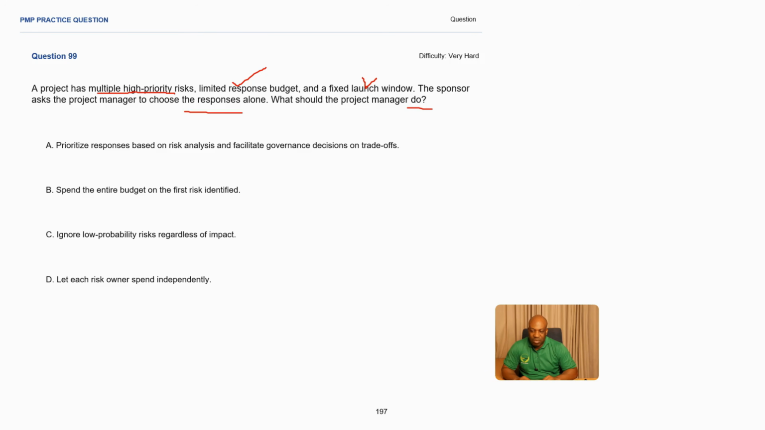Prioritize responses based on risk analysis and facilitate governance decision on trade-offs. I like this one because you are prioritizing the responses, right? Because remember you have limited budget here, okay? Spend the entire budget on the first risk identified. You cannot do this in a project environment. Otherwise, you're not going to have anything to use in terms of budget. Ignore low probability risk regardless of impact. You don't ignore risks in a project environment. This cannot be the answer in this scenario.